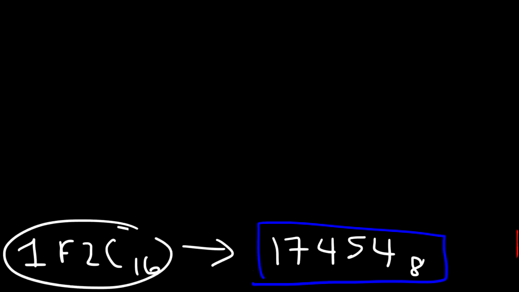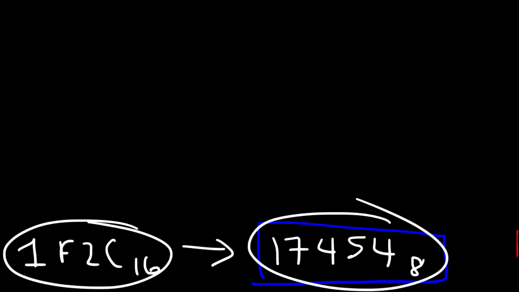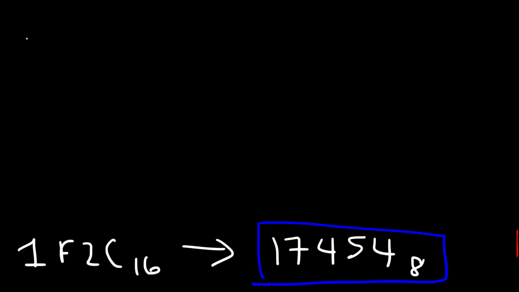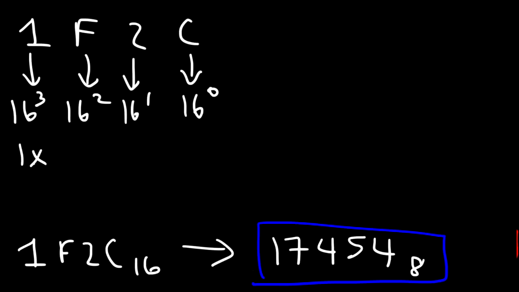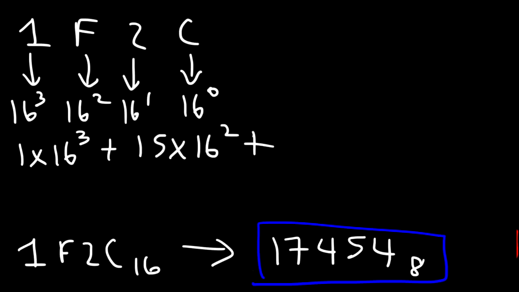So we're going to convert each of these numbers into a decimal number and see if they give us the same result. So let's start with the hexadecimal number 1F2C. So we're going to multiply C by 16 to the 0 power, and then 2 by 16 to the first power, F by 16 squared, and 1 by 16 cubed. So it's going to be 1 times 16 to the third power, plus F is 15, so that's 15 times 16 squared, and then 2 times 16 to the first power, and C is 12, so 12 times 16 to the 0 power.